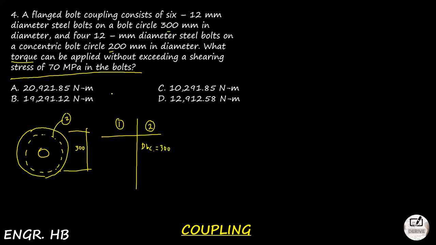So lalagay natin to na second. So sabi, ang flange bolt coupling consists of 6 12 mm. So sabi, 6 daw. So that was 1, 2, 3, 4, 5, 6. So sabi natin number of bolts is equal to 6. And the bolt circle 300 mm, so sinulat na natin kanina. And sabi, 4 12 mm diameter steel bolts on a concentric circle of 200 mm. So ito yon, mas maliit. Apat daw, 1, 2, 3, 4. So siya yung number 1. Ang DBC daw is 200. So the number of bolts is equal to 4.